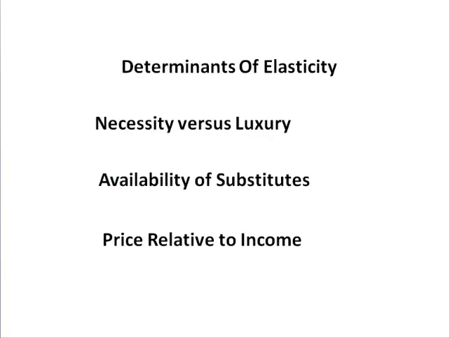So in terms of determinants of elasticity, we can say that whether it's a necessity or a luxury is important, how many substitutes are available, and what is the price of the item relative to the income. So let's talk about the first one here. Luxury items would be something like a vacation or a fur coat or first-class airline travel or a new car. A necessity, your book says, things like a hairbrush and toothpaste would be a type of necessity. Other types would be bread and gasoline.